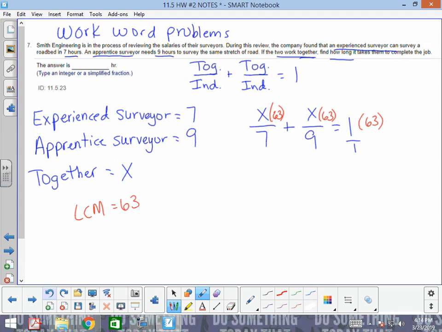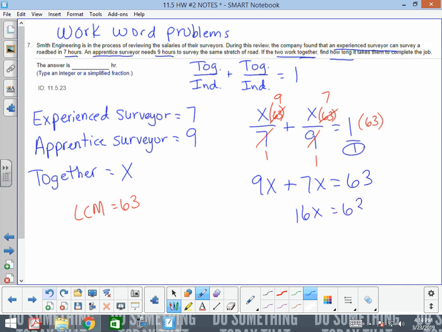Okay, so reducing, 7 goes into 7 once, 7 goes into 63 9 times. 9 times x is 9x. Plus, the next one, 9 goes into 9 once, 9 goes into 63 7 times. 7 times x is 7x. Equals, now this one's already 1, so we're just multiplying 1 and 63. Alright, so 16x equals 63, divide by 16.